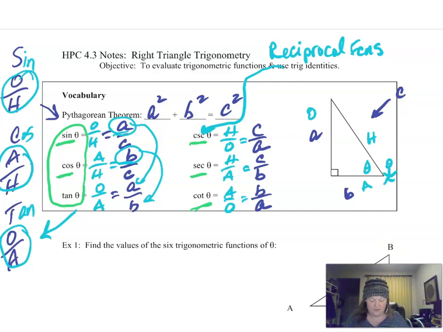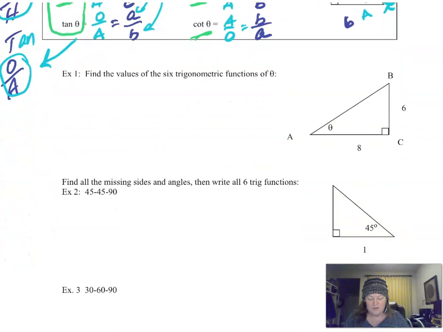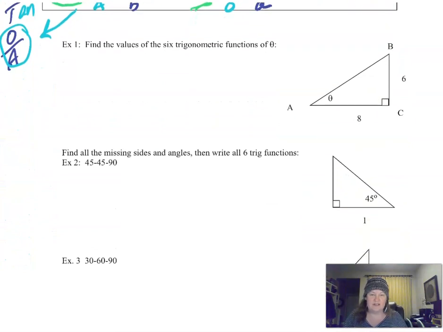All right, so let's see if we can use some of this. It says find the 6 trig functions of theta. The first thing I'm going to do is draw my little stick figure dude right here. I'm going to label all my sides.